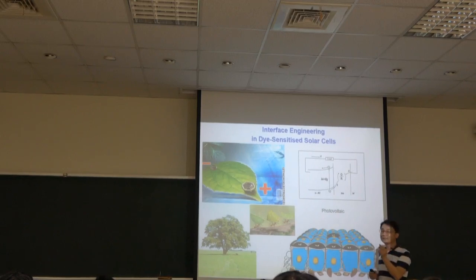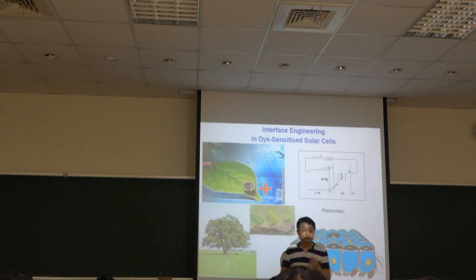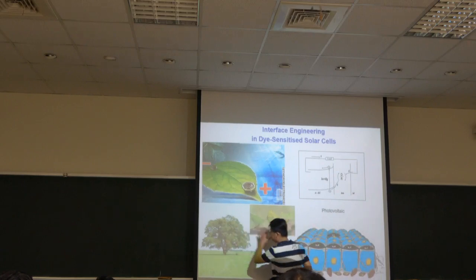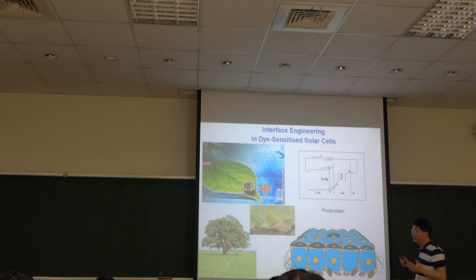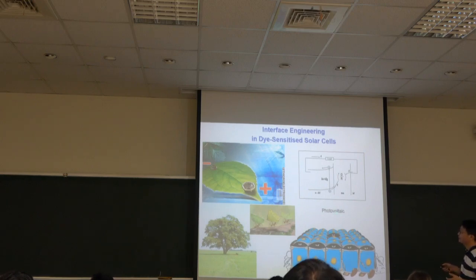So if you treat each leaf as a cell, and then you have a large amount of leaves, which means you can produce a large amount of chemical conversion, chemical reaction. So we call this photosynthesis, and then photovoltaic. Just similar, but there's a difference.